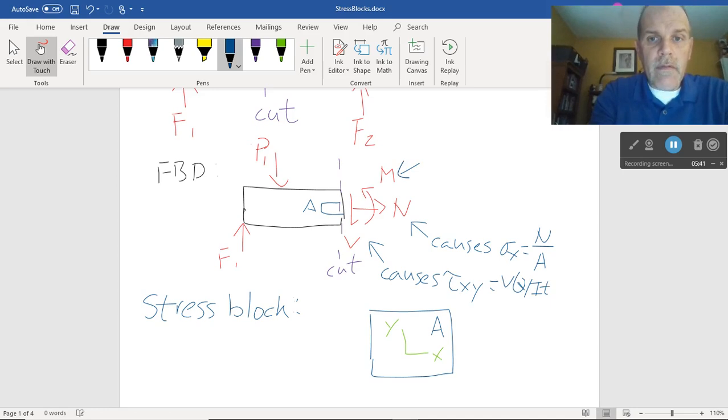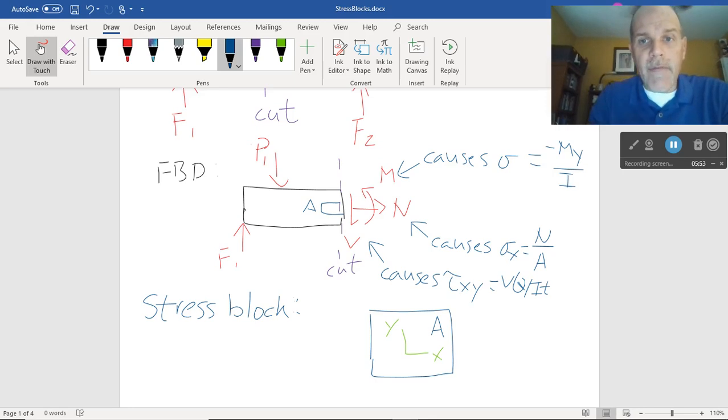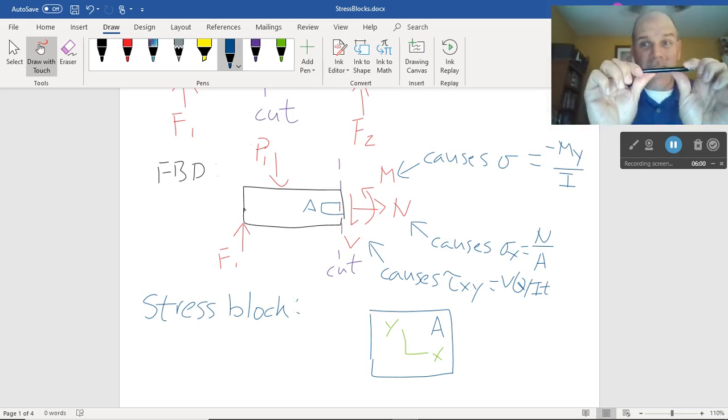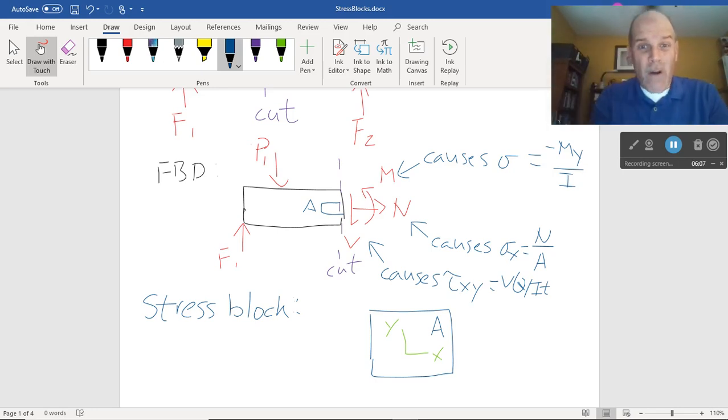The moment is going to cause an axial stress, sigma equals minus moment y over I. And that sigma is going to be in the long direction of the body, because if I bend this thing, bend my stylus here, it's going to get longer and shorter from left to right, isn't it? So if I put that in front of my bar, it'll get longer and shorter from left to right. That's the x direction. The strain's in the x, the stress has to follow. Hooke's law is a thing, right?